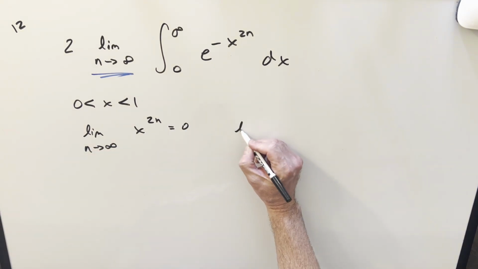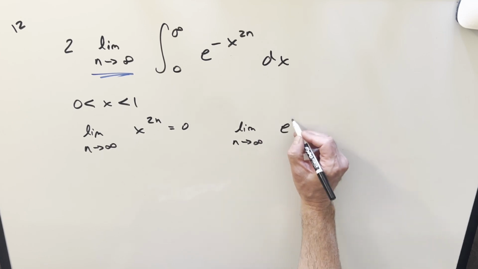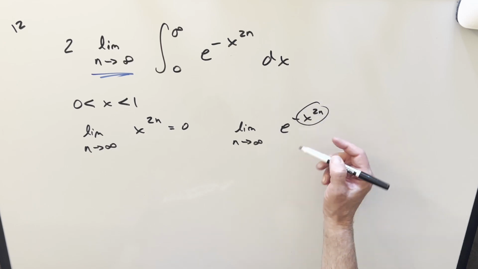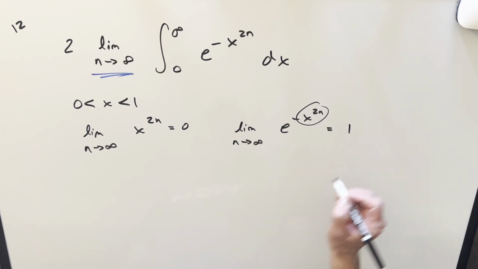So then using this, let's look at the whole expression. If we look at the limit as n's going to infinity of e to the minus x to the 2n, we already determined this part is going to 0. So basically e to the 0, this limit's just going to be 1.